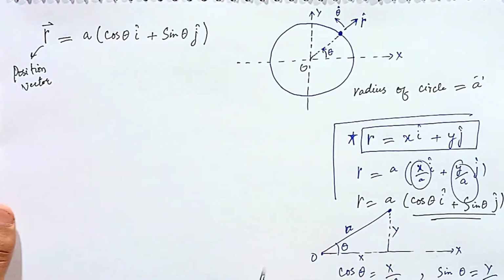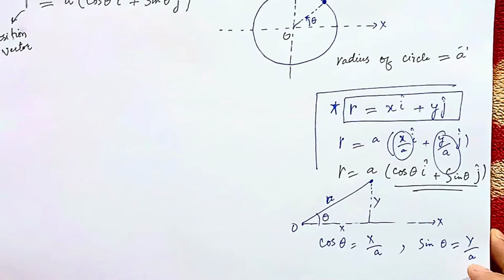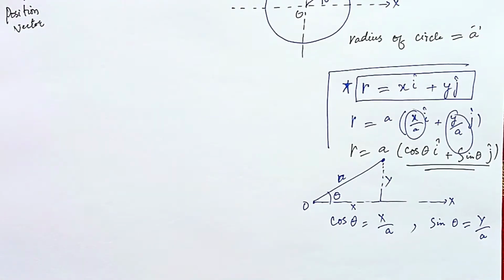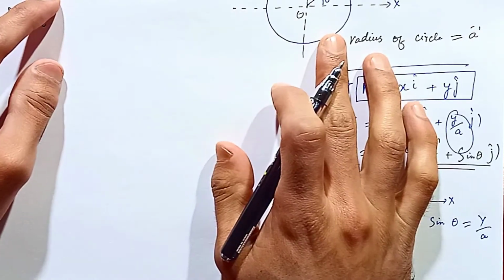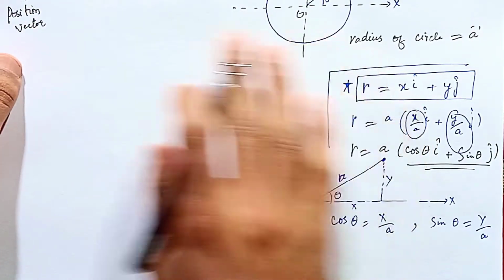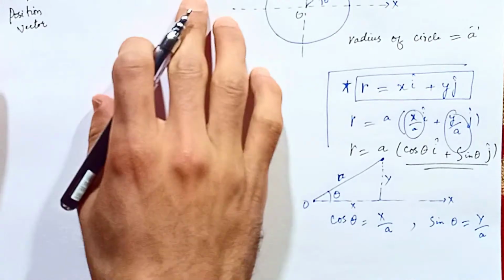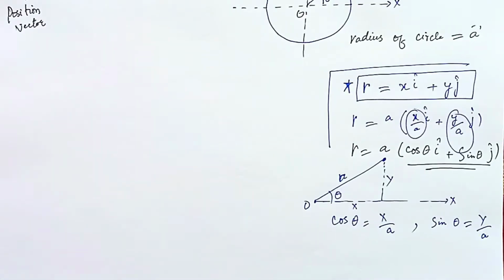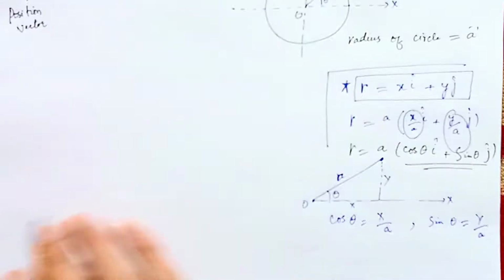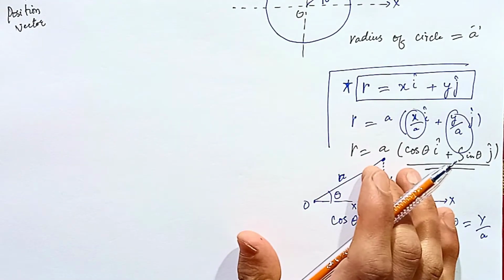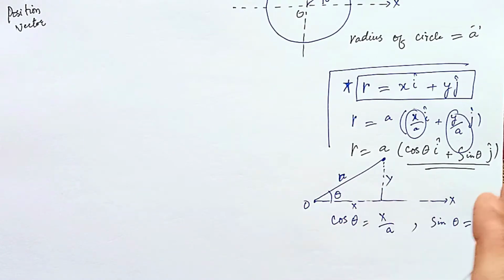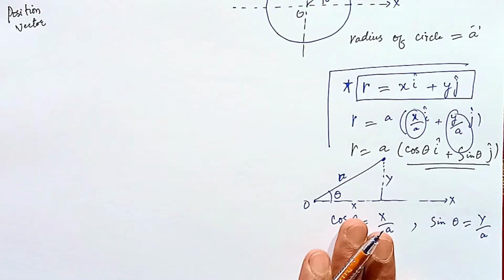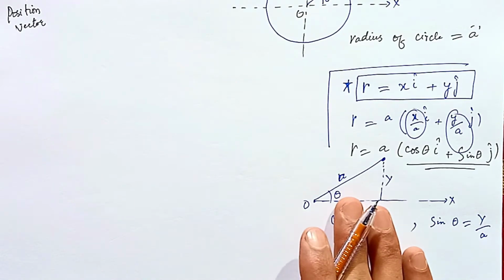Okay, this is simple, so understand this very thing. Here is the position vector in the Cartesian coordinate system: r is equal to a times cosine of theta and sine of theta. Now we have to calculate the acceleration and velocity. To calculate acceleration, we have to know what its velocity is.